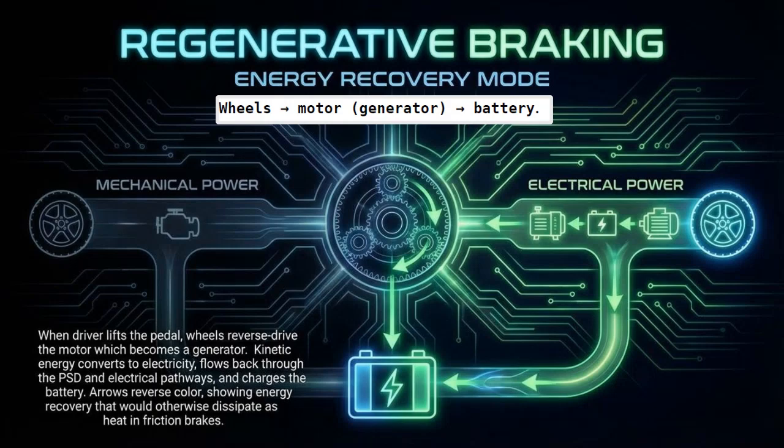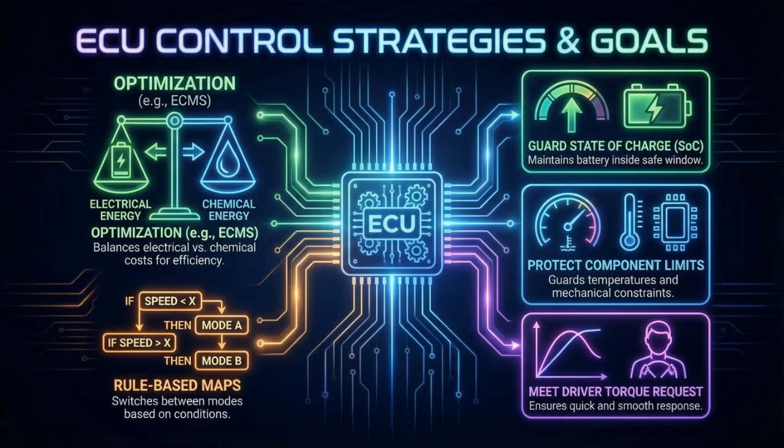Finally, let's talk about regenerative braking. In this mode, the wheels drive the motor, and the motor acts as a generator and sends energy back to the battery through the PSD. Energy flow in this mode is from the wheels to the motor, which now acts as a generator, and then from the generator to the battery. This recovers kinetic energy that would be lost in friction braking.